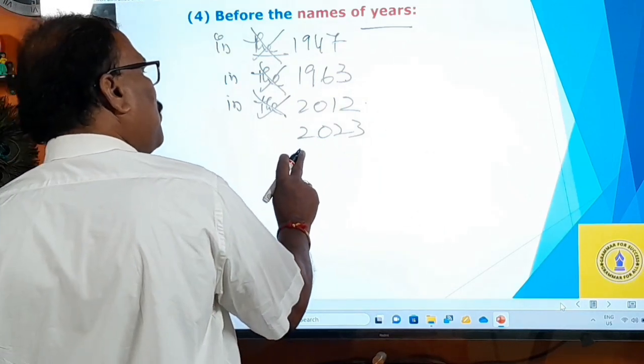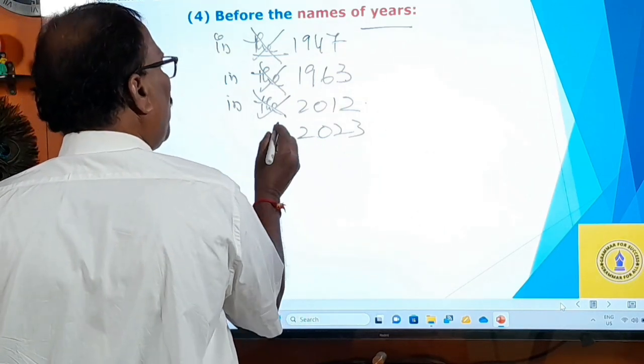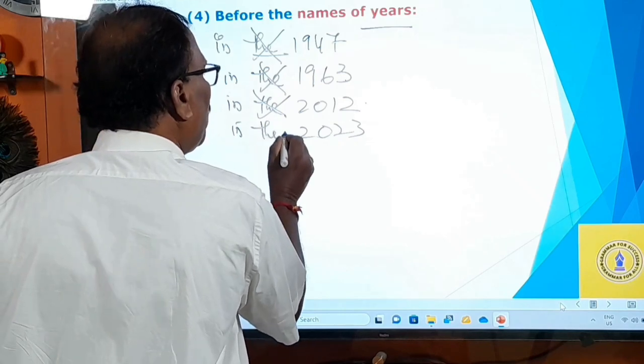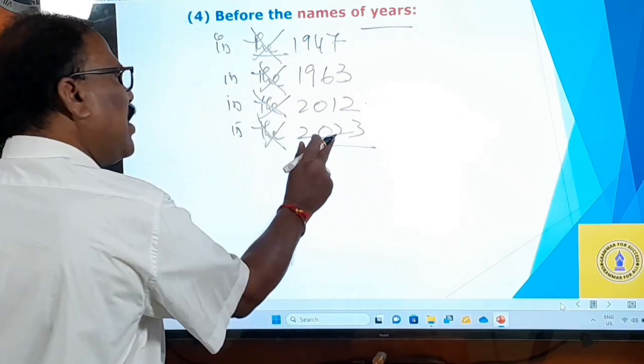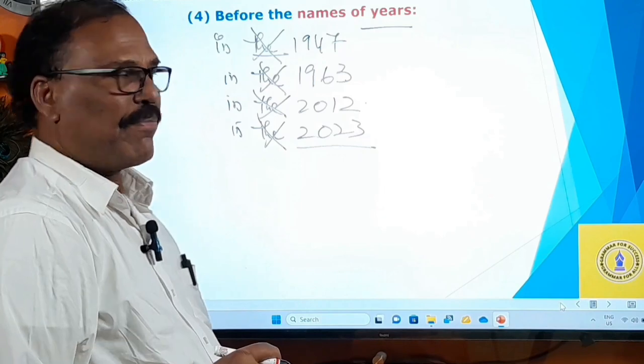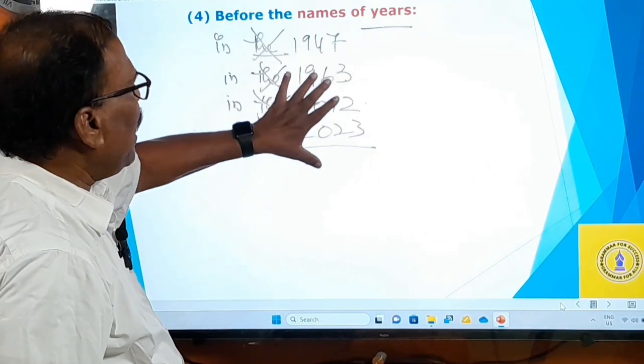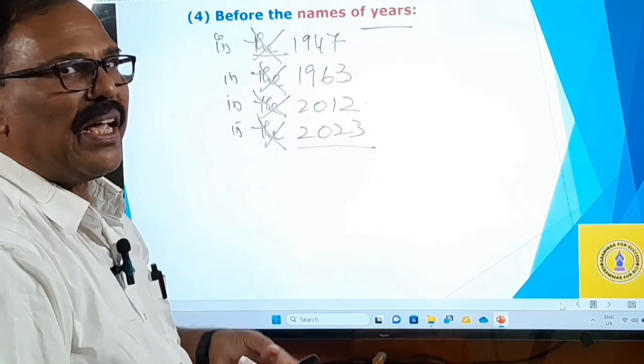I am going to the USA in the 2023. Okay. In 2023 itself is enough. So in this way, before the names of years, we should not use any article.